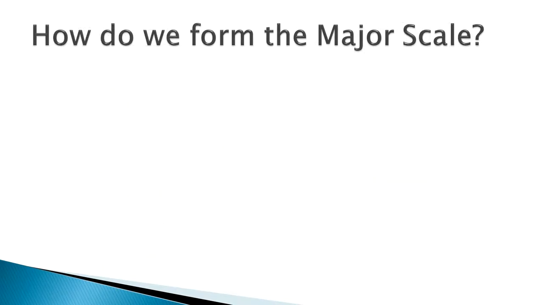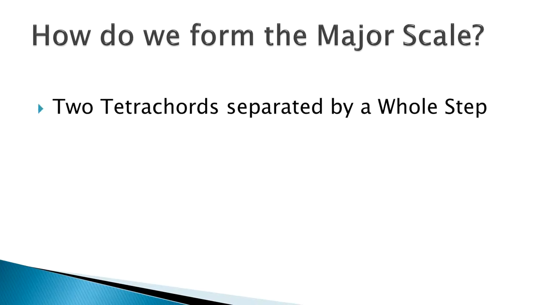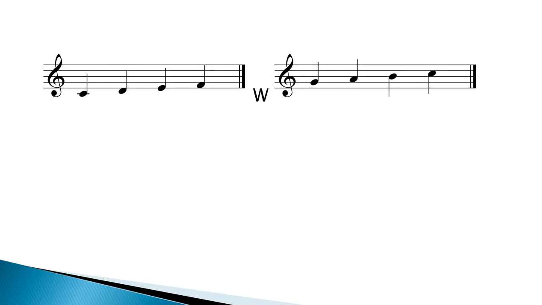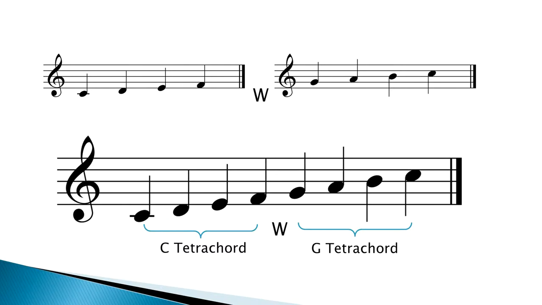So, how do the tetrachords help us to form the major scale? All we need to do is take two tetrachords and separate them by a whole step. You can see this formula of whole step, whole step, half step, whole step, whole step, whole step, half step. Take a C tetrachord for instance. The last note of this is F. So, let's find the note that is a whole step up from F. This would be G. Therefore, we are going to use the G tetrachord next. When we combine these two tetrachords, we get the C major scale.